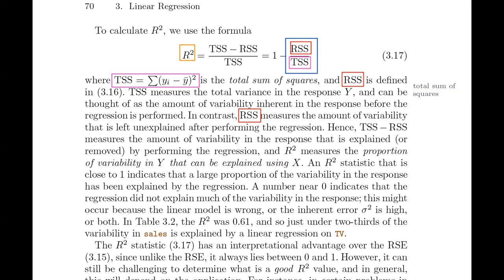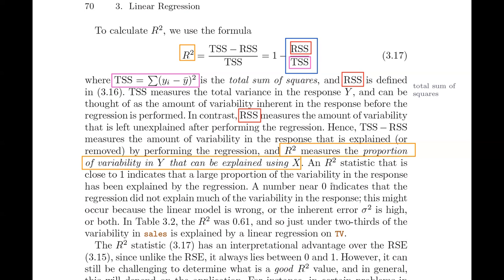I think that's a really important sentence. R squared measures the proportion of variability of Y that can be explained using X. An R squared statistic that is close to 1 indicates that a large proportion of the variability in the response has been explained by the regression. A number near 0 indicates that the regression did not explain much of the variability in the response.